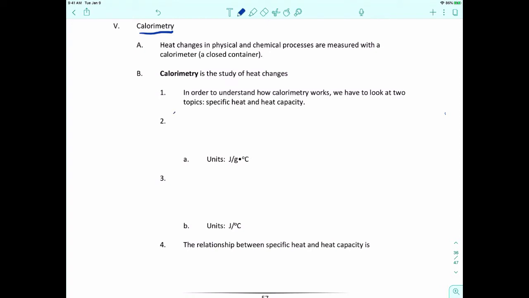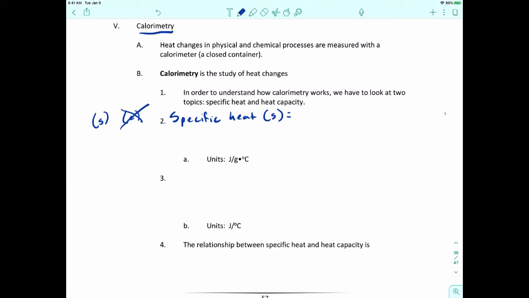Now, to understand how calorimetry works, we've got to look at two different topics: specific heat and heat capacity. So specific heat, let's take a look at that first. Some books will represent specific heat with a lowercase c. I'm not going to do that, because in the next chapter, when we start talking about quantum, lowercase c has a special connotation. So I'm going to use lowercase s instead. Just keep in mind that when you're looking at different textbooks, sometimes the letters can change.